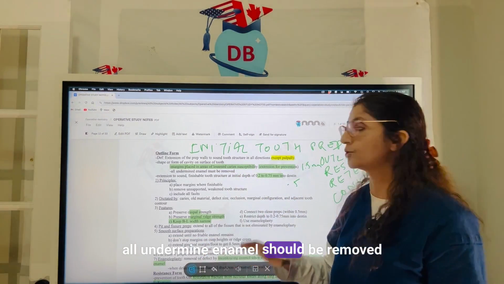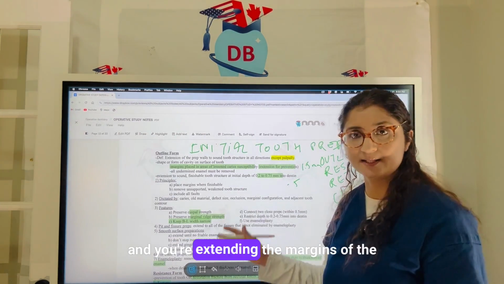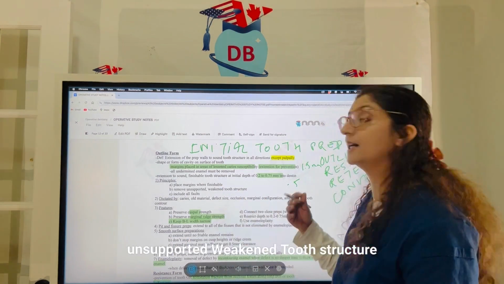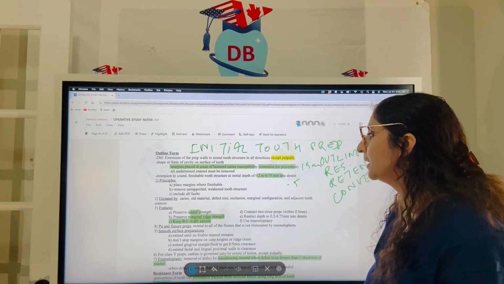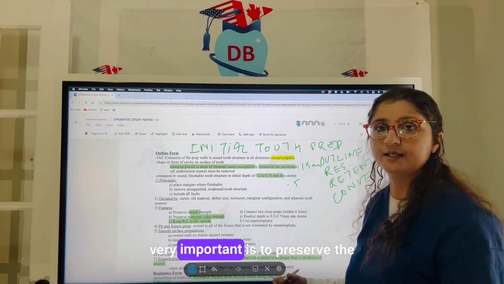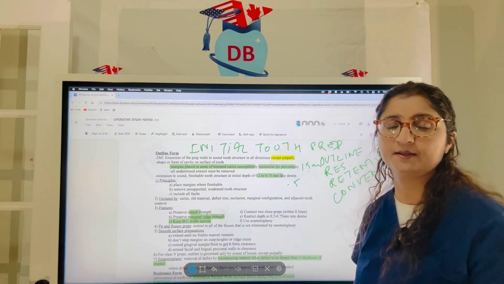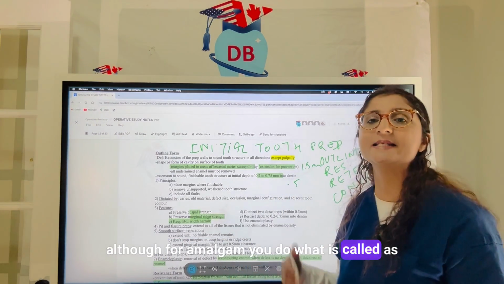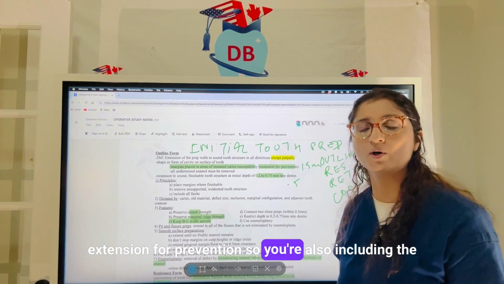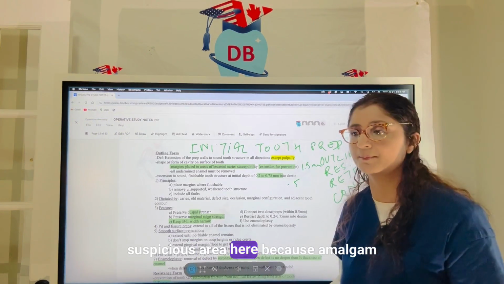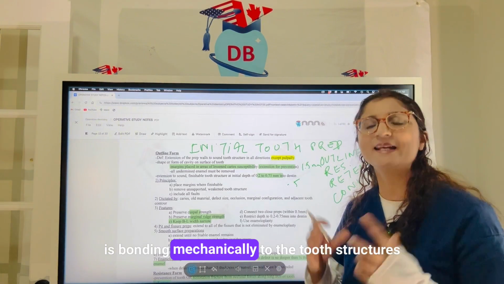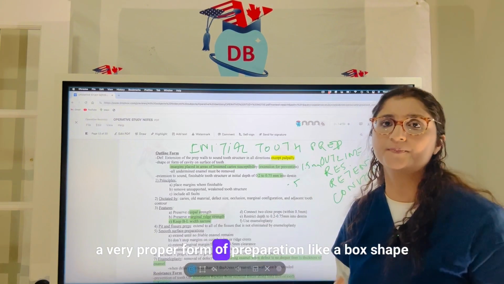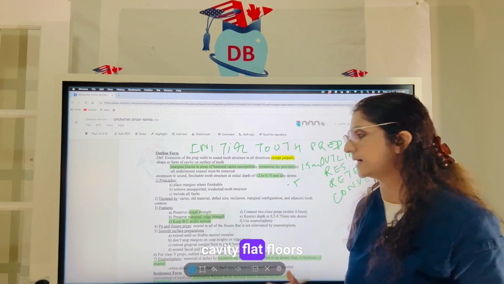All undermined enamel should be removed and you're extending the margins of the preparation where it is finishable. You're removing any unsupported weakened tooth structure, and very important is to preserve the cusp and the ridges. Although for amalgam, you do what is called extension for prevention. So you're also including the suspicious area here, because amalgam is bonding mechanically to the tooth structure. So for amalgam, we need a very proper form of preparation like a box shaped cavity, flat floors.